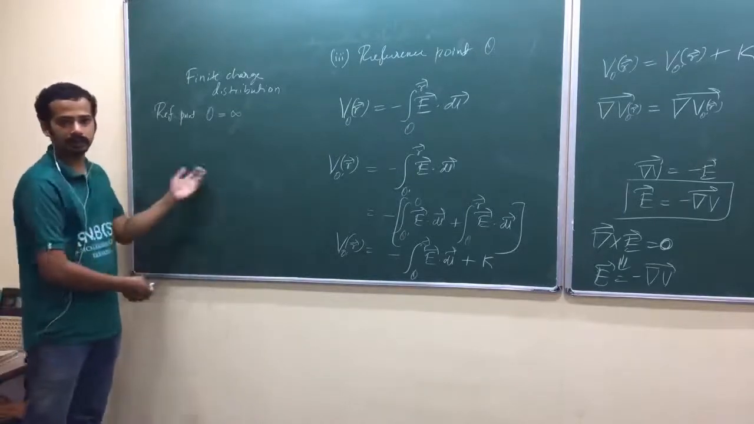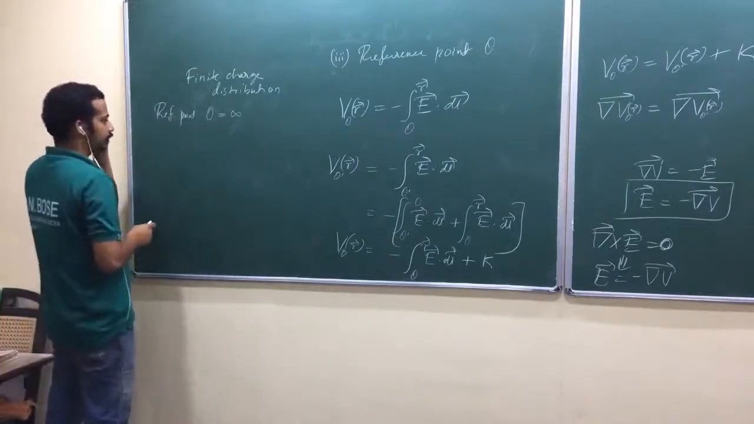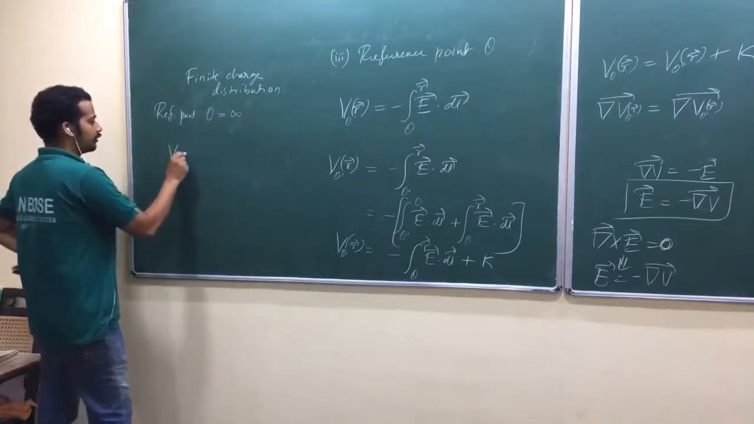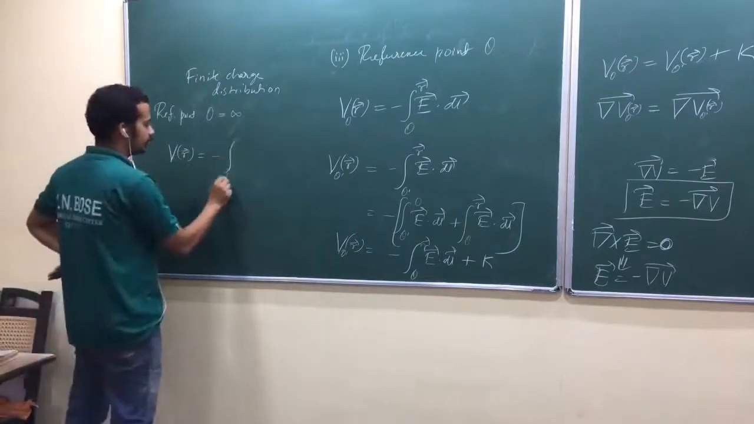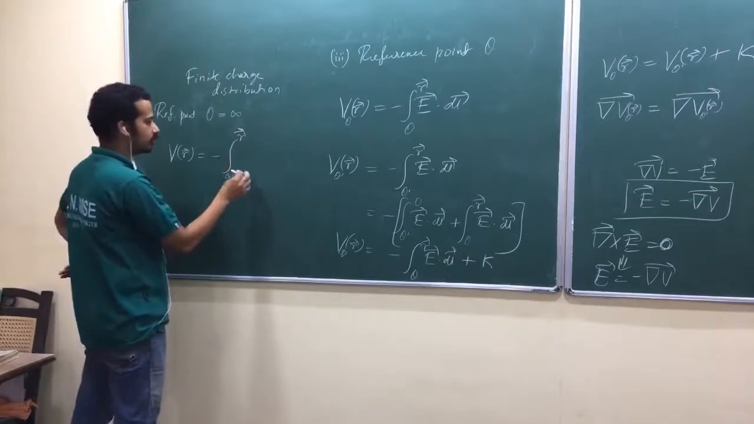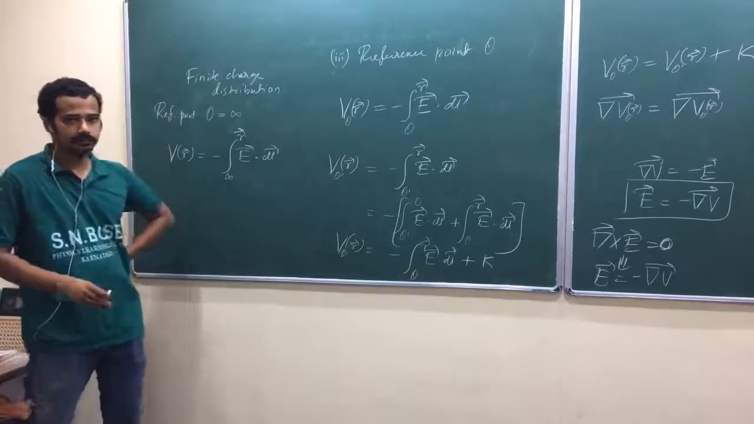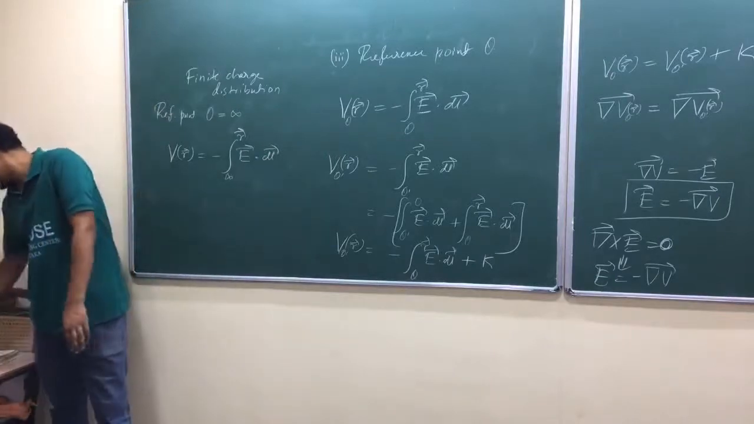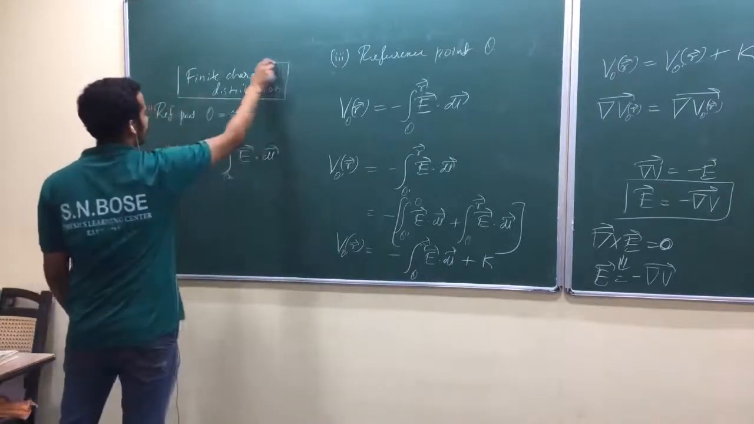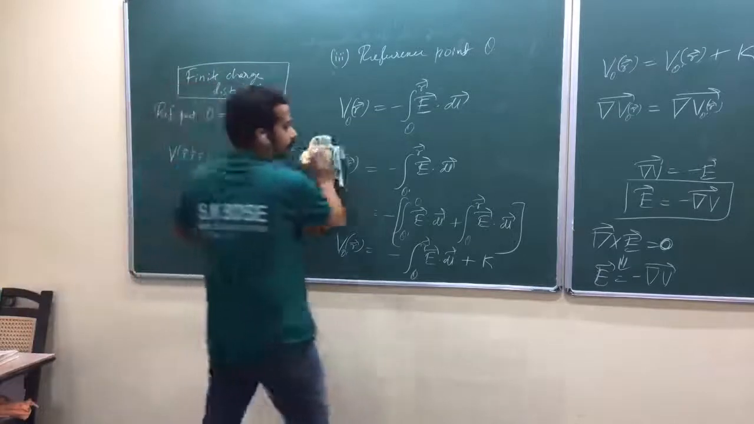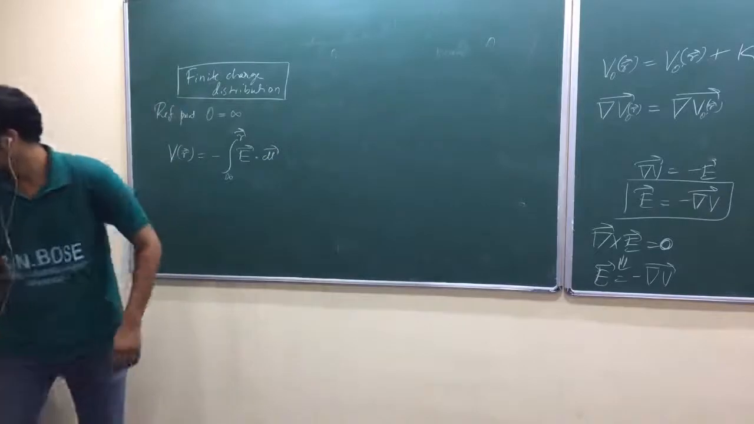Whatever answer I found, you will get the same answer by choosing the same standard reference point. Is that okay? So that's why potential due to a finite charge distribution, you can define like this: infinity to r, E bar dot dl bar. Okay, so this is very important. Only for finite charge distribution can you choose your reference point as infinity. Otherwise, you will end up with trouble.